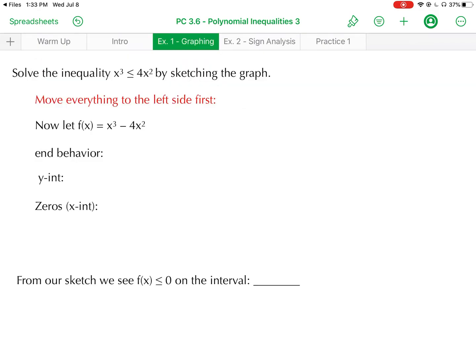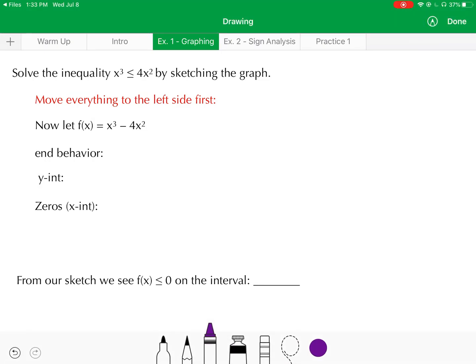So example 1, let's solve the inequality x cubed is less than or equal to 4x squared by sketching the graph. So we're looking for all values of x that satisfy this inequality, okay? So first thing we're going to do is move everything to one side. So I'm going to move it all to the left, and I'm now working with x cubed minus 4x squared is less than or equal to 0, okay?